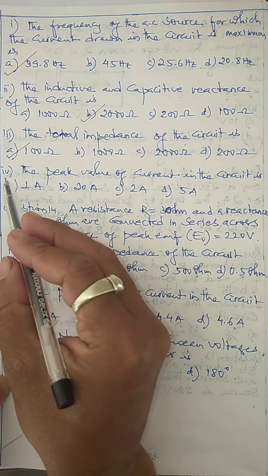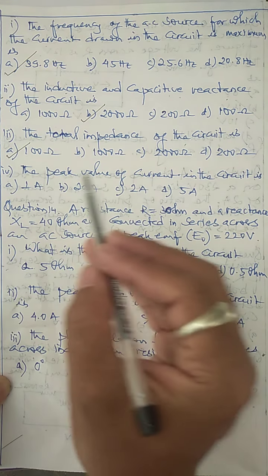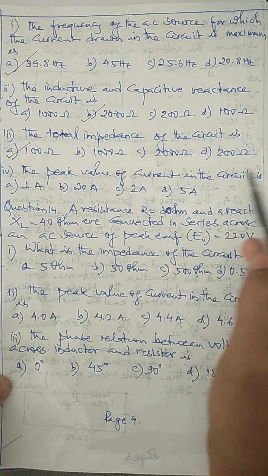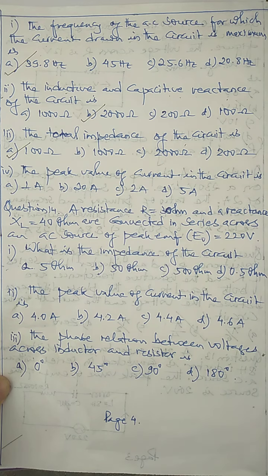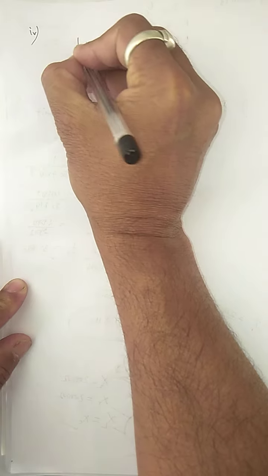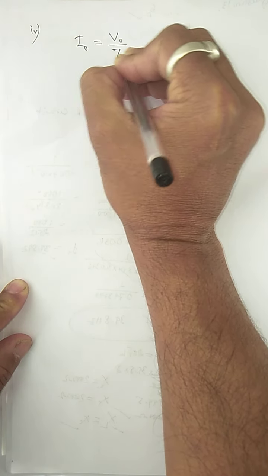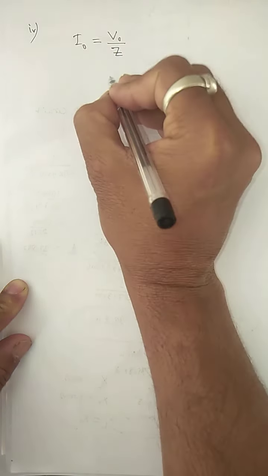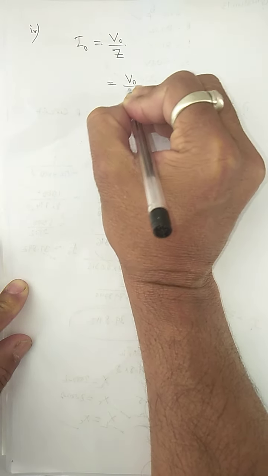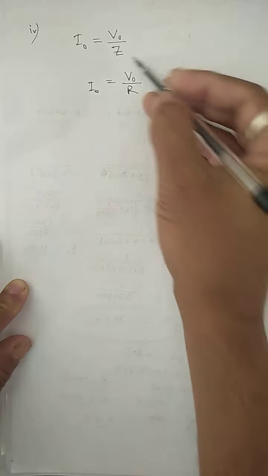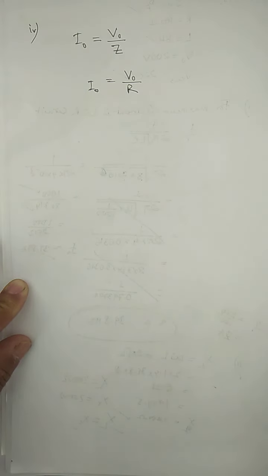Okay, now we have to calculate the last part of this question. The question asks for the peak value of current in the circuit. The peak value of current can be calculated by the formula I naught, the peak value of current, equals the peak value of voltage divided by impedance. But impedance equals R, which we have already calculated. This is true when the LCR circuit is under the electrical resonance condition, meaning Z is minimum and equals R.